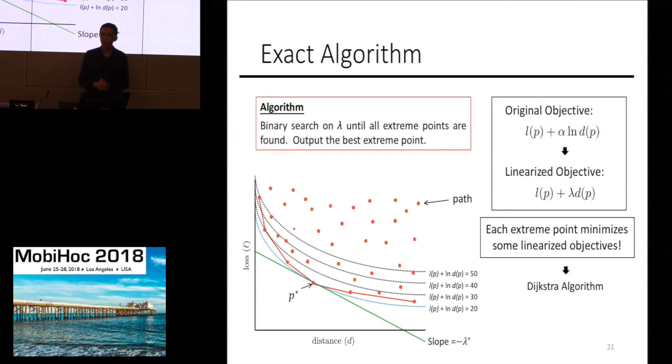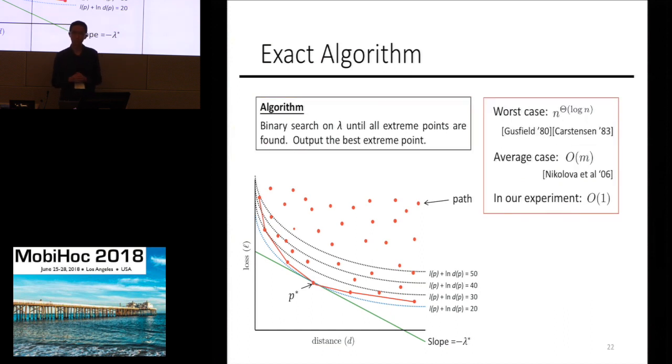So in the XI algorithm, what we are doing is that we can just do binary search on the lambda until all the extreme points on the convex hull are identified. And then we can just simply output the one with the minimal propagation loss.